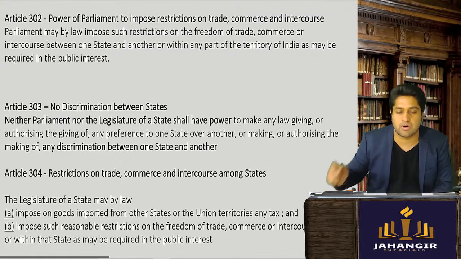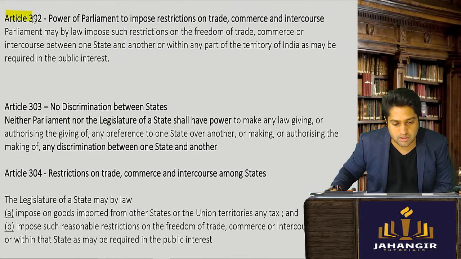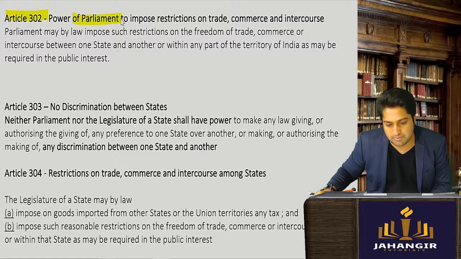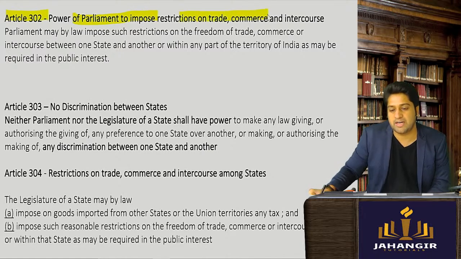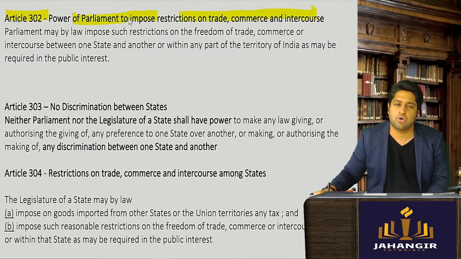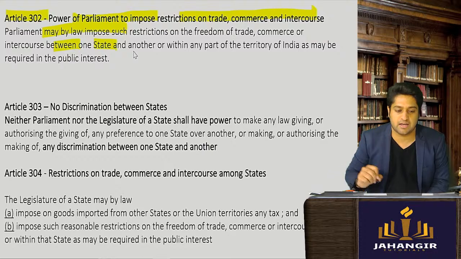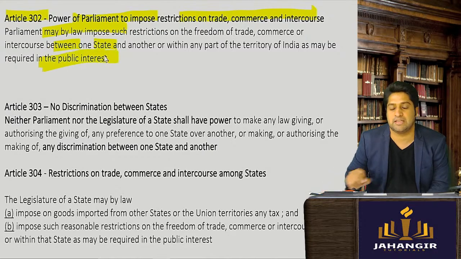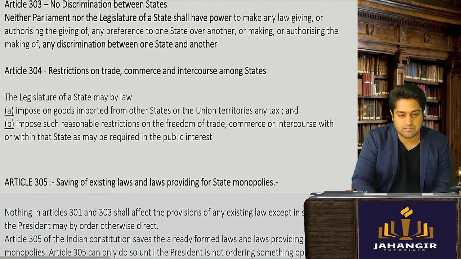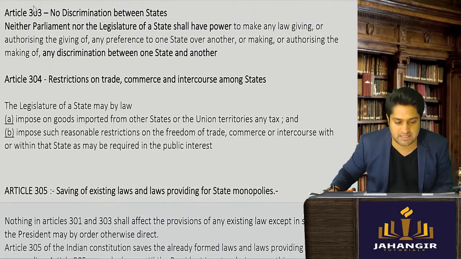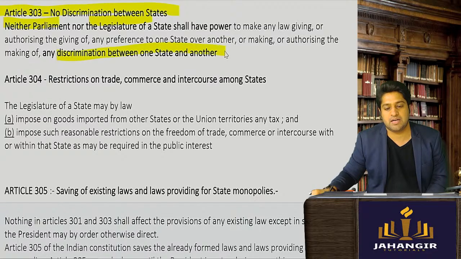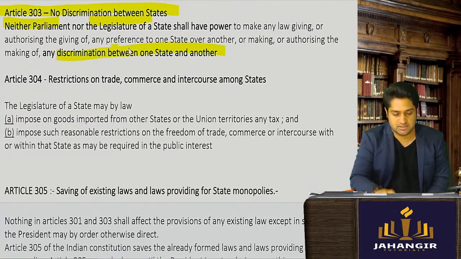Then you come to Article 302: power of the parliament to impose restrictions on trade and commerce. Parliament may impose restrictions on trade between two states, etc., in public interest if it is needed. Then comes no discrimination between the states. Neither the parliament nor the legislature can discriminate between one or more states.